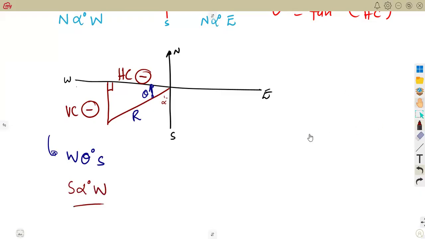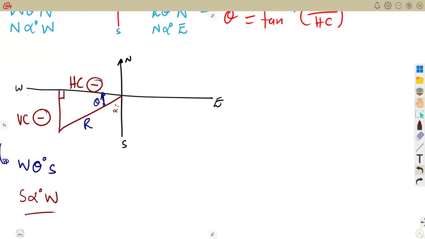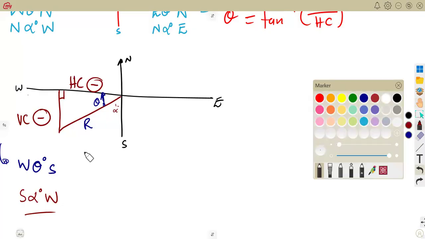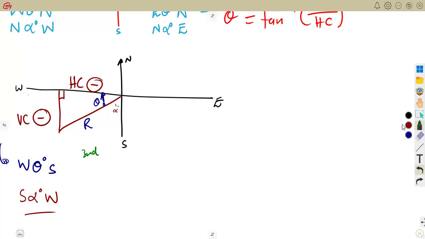So guys, just make sure you go through your mathematics. I'm not even supposed to be explaining this, guys. This is part of your mathematics. So this is part of the third quadrant.